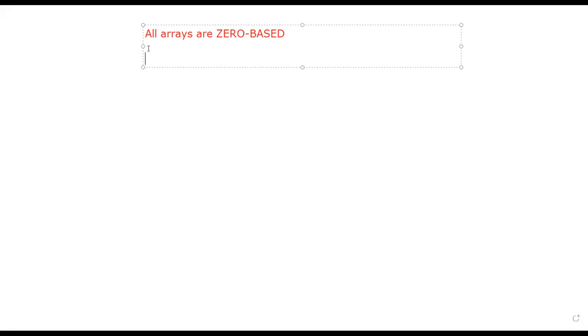So that's to say that if we dim, let's say, dim number as integer, and then we put 5 here, or let me put 4 here. That is to say, this array has values. How many elements will this array have? Anyone?